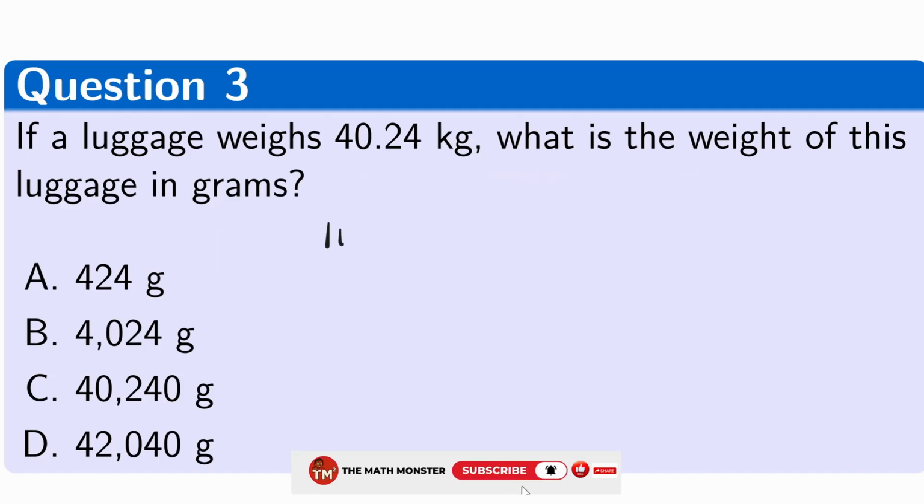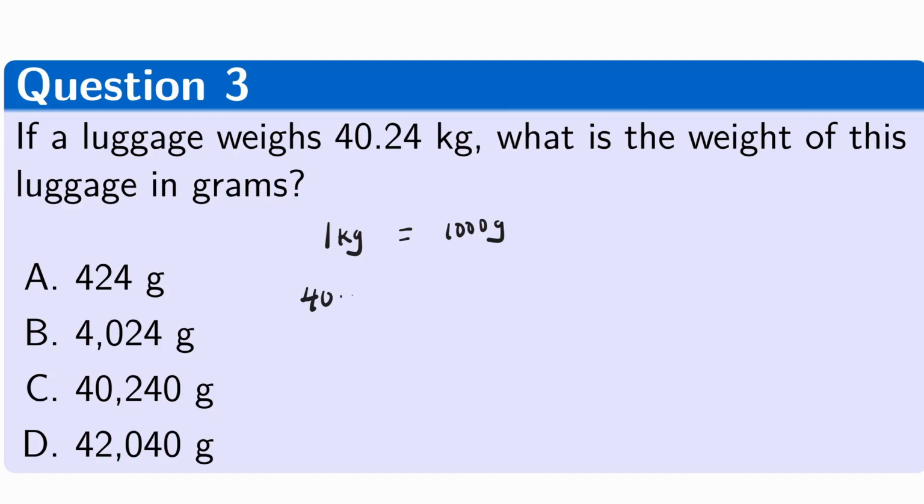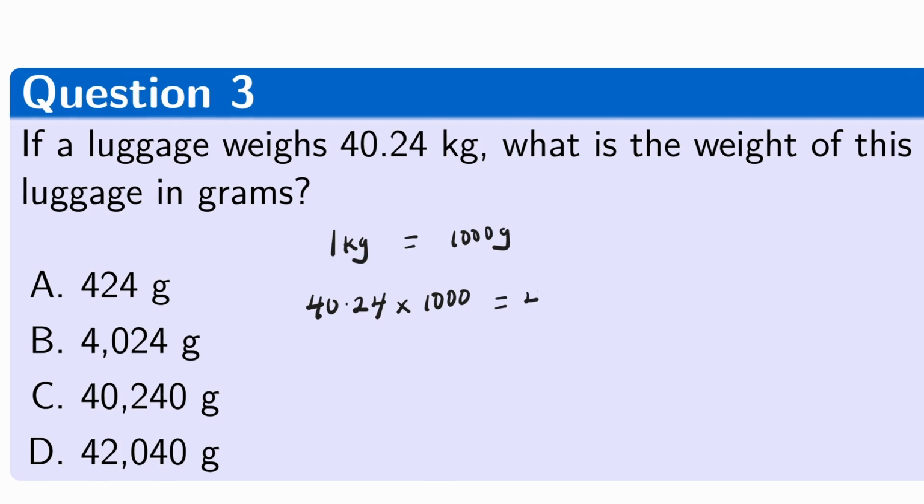What is the weight of this luggage in grams? Solution. We have 1 kg to be equal to 1,000 grams, right? So here to convert kg into grams, we have to multiply it by 1,000. So we are going to have 40.24 multiplying 1,000, and this is going to give us 40,240 grams. And so the correct option is option C.